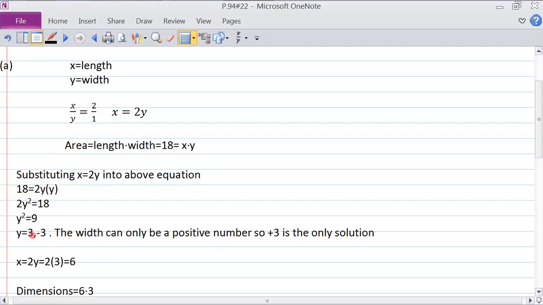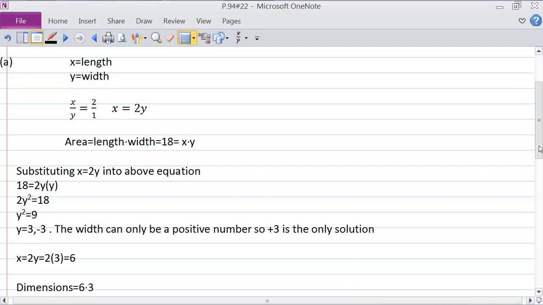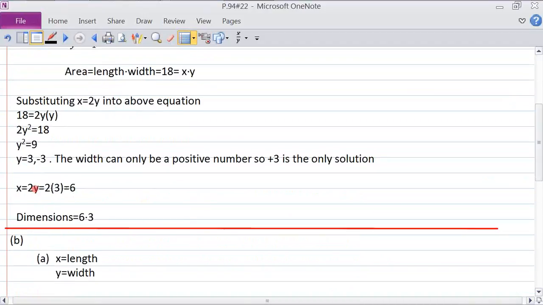Now you can't have a negative length. So the width can only be a positive number, so plus 3 is the only solution. X is equal to 2Y, which is 2 times 3.